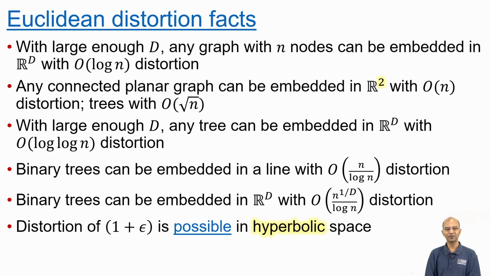Distortion of a multiplicative error of 1 plus epsilon is not possible in any of the bullets so far, but it is possible in hyperbolic space, not in Euclidean space. So, hyperbolic space therefore has a lot of interest, and we will see a few slides about them a few slides down in this segment.